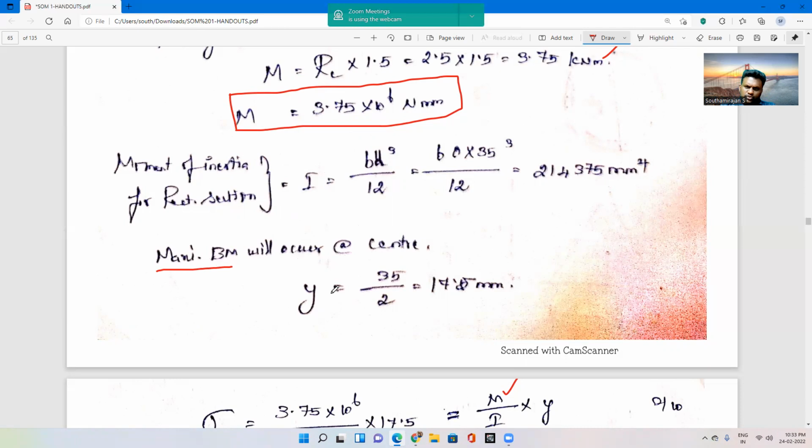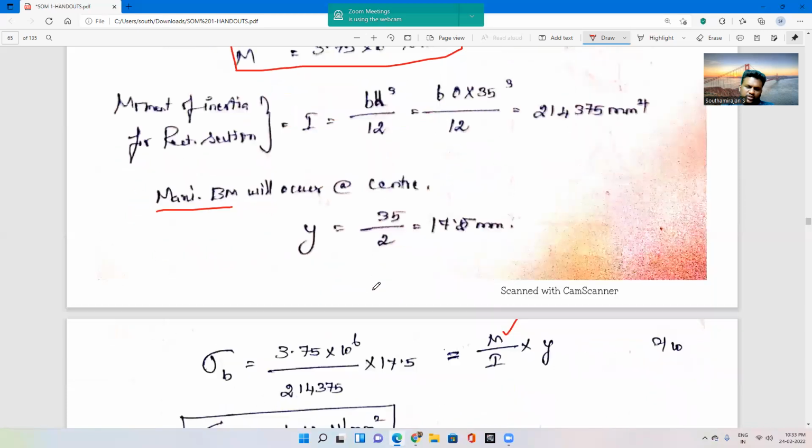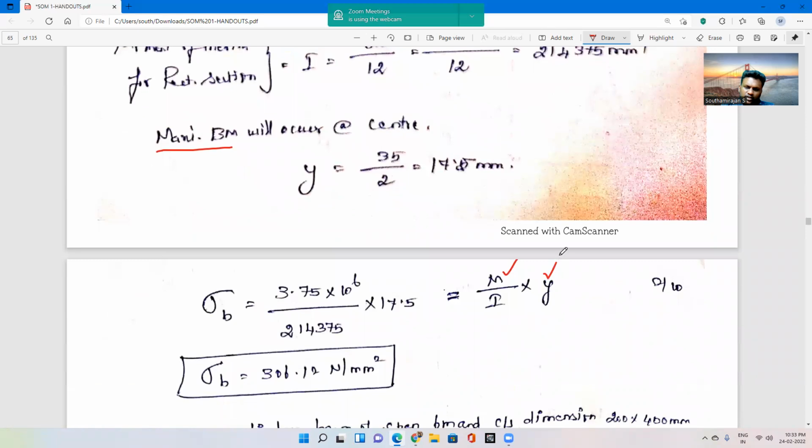So Y equal to 35 by 2, that is 17.5 mm. So we have calculated the Y value, and the I value. So we have calculated all three values.